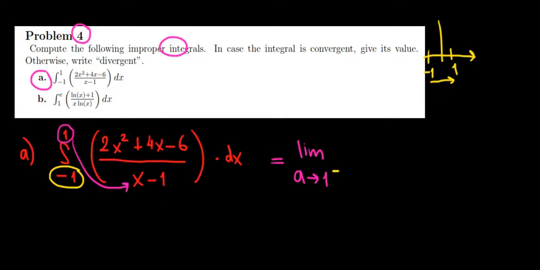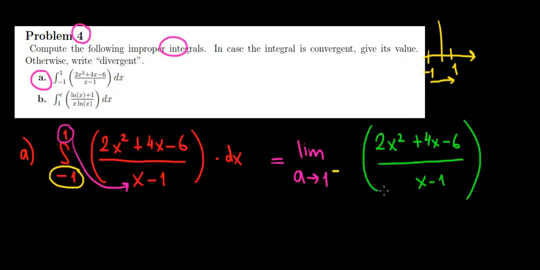Let's write this entire thing as a first step. We have 2x squared plus 4x minus 6 divided by x minus 1, and all of this dx. Now, what do we do next? Well, we have to solve this. By the way, this is an integral. We have to solve this integral, right? This is minus 1, and this is a.